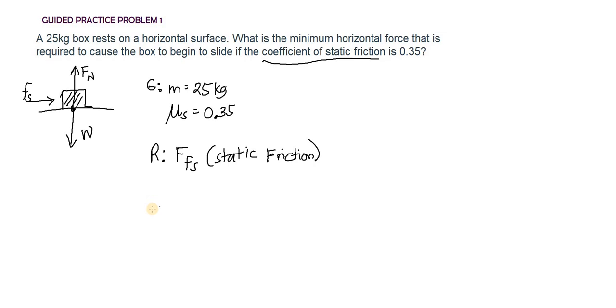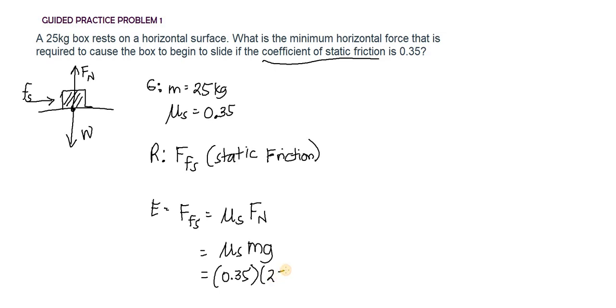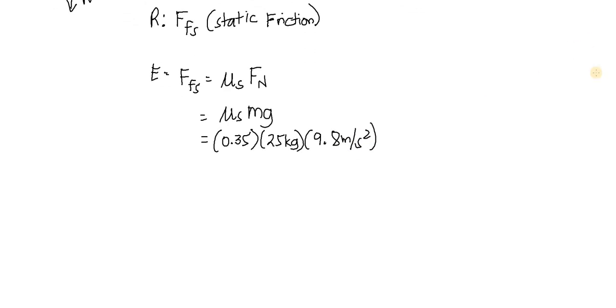So let's write the equation. F sub s, or the static friction, is equal to mu sub s multiplied by the normal force, which is mu sub s multiplied by mass times the acceleration due to gravity. Then let's just substitute the values. We have 0.35 multiplied by 25 kilogram multiplied by the acceleration due to gravity, 9.8 meter per second squared.